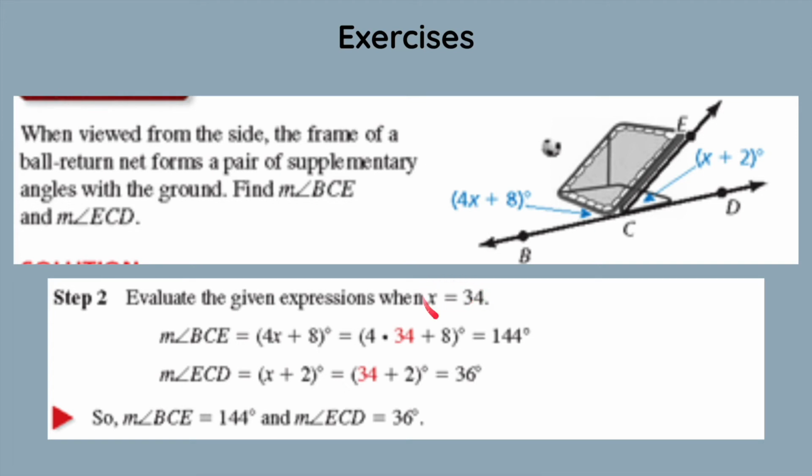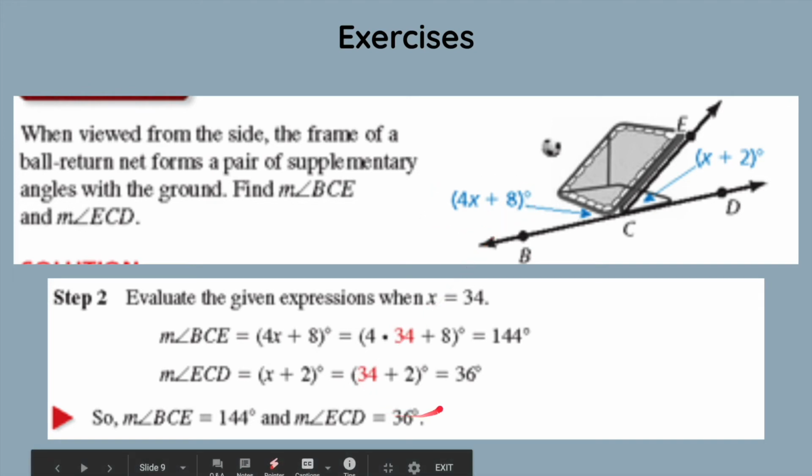So x equals 34 is not the answer. We have to plug it back into each of the angles. So once we do that, we use algebra and we solve. So we get the measure of angle BCE is 144 degrees and the measure of angle ECD is 36 degrees.